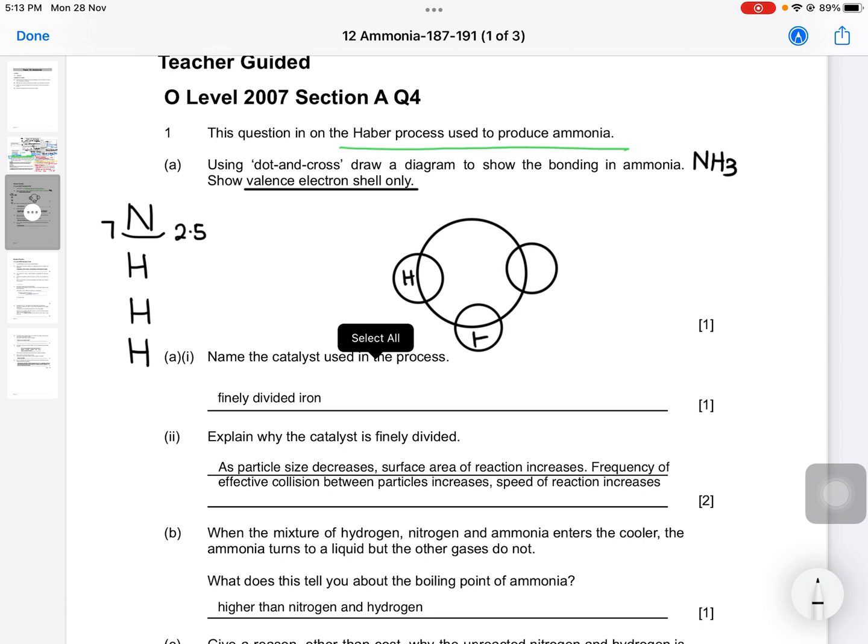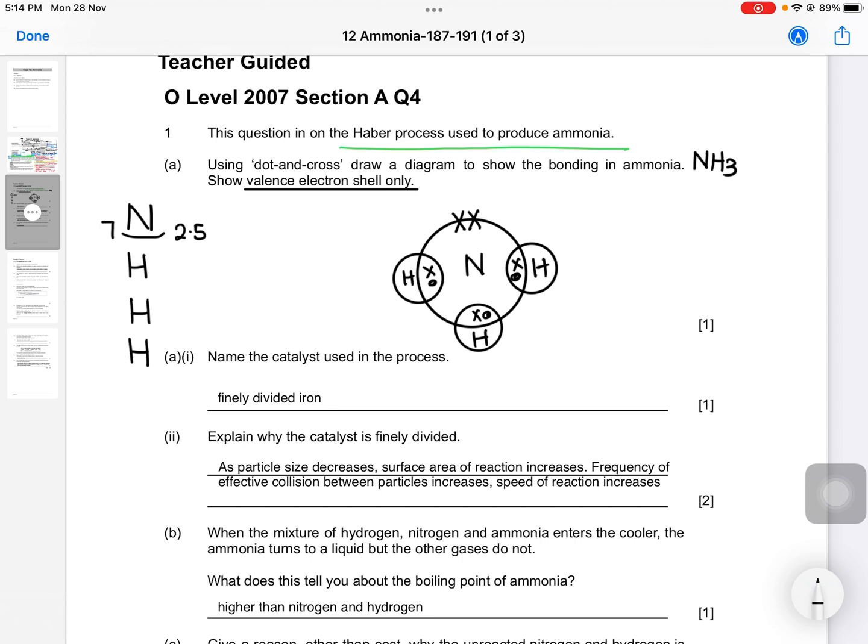So there are 3 hydrogen, and nitrogen here. Take note, I only use 3 hydrogen for bonding, so I'm left with 2 electrons on nitrogen which are not used for bonding. So that is the structure of ammonia.